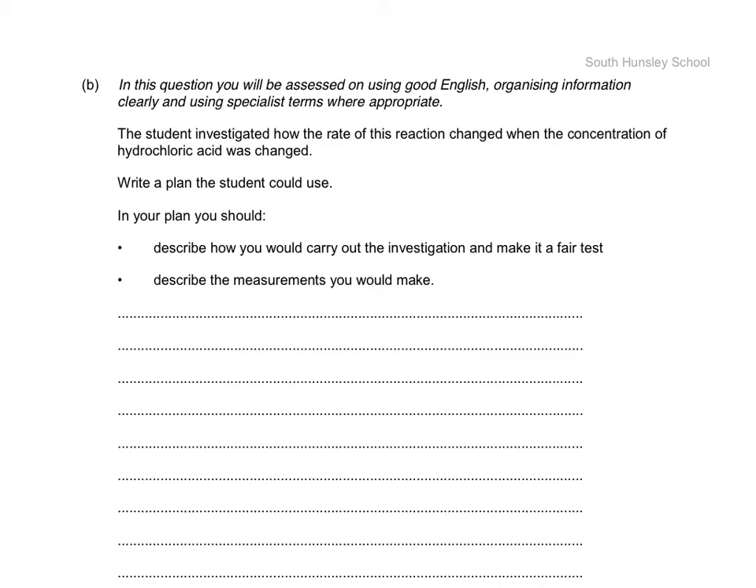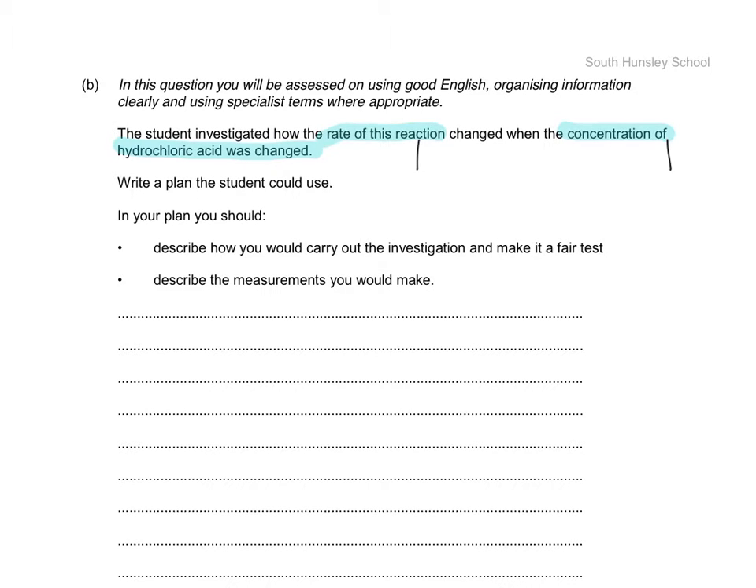This is a 6-mark question investigating how the rate of this reaction, the magnesium and hydrochloric acid, changes when the concentration of the hydrochloric acid is changed. Your first couple of marks are actually just for describing what you need to do in terms of the reaction. First mark, the magnesium needs to be added to the hydrochloric acid. Second mark, the concentration of the hydrochloric acid needs to be changed. You actually get a mark for saying that.